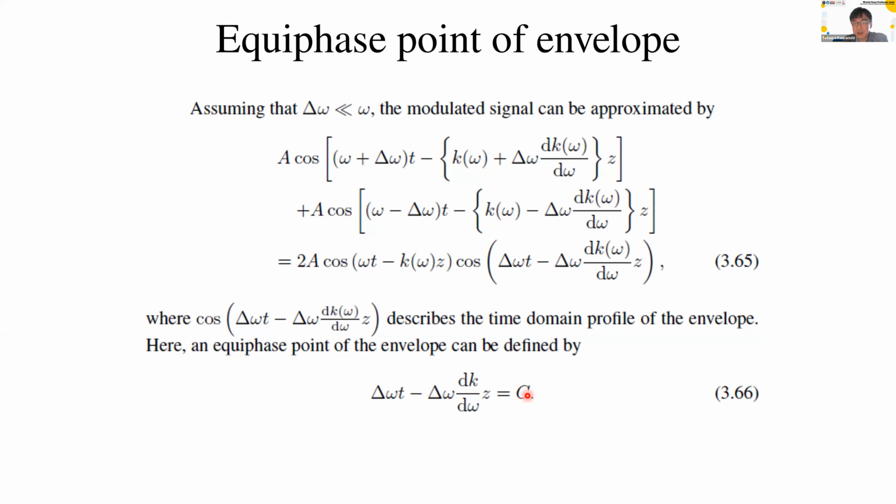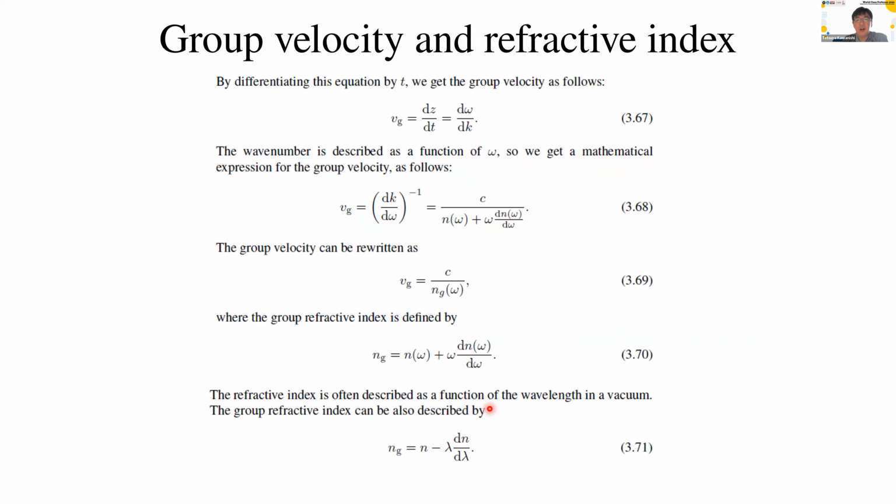This part should be just 0. And this part should be just delta omega. And this part should be dz over dt. So we can get this simple equation, and this shows the group velocity. So some particular point where the envelope propagates with this speed. And the wave number is described as a function of omega. So we get the mathematical expression for the group velocity.